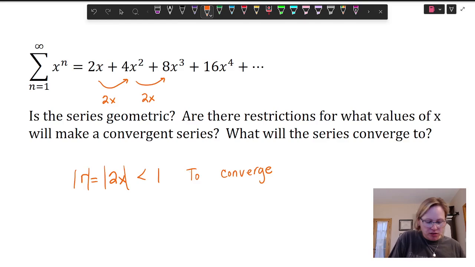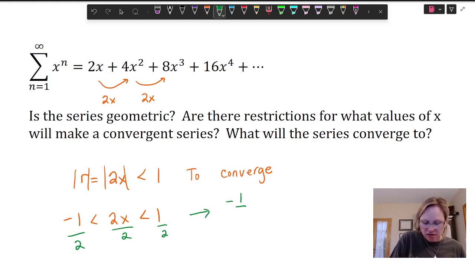Okay, so let's just solve this little absolute value inequality. If the absolute value is less than 1, another way to express this is that 2x has to be between negative 1 and 1. That's what it means to have an absolute value be less than 1. So we drop those absolute value bars and re-express it as a compound inequality. Then if we solve this compound inequality by dividing all parts by 2 so we can get x alone, we find that as long as x is between negative 1/2 and positive 1/2, we will have a list of numbers that converges.